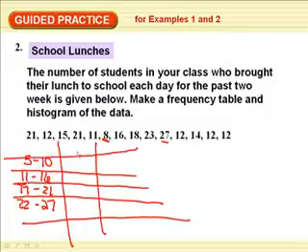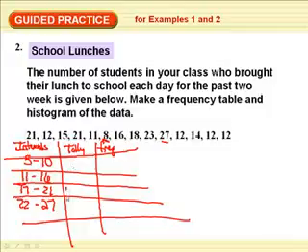And those would be tallies, frequency, and this would be... what are we making here? The number of students who brought their lunch to school each day for the past 2 weeks. Intervals for right now? I can't think.